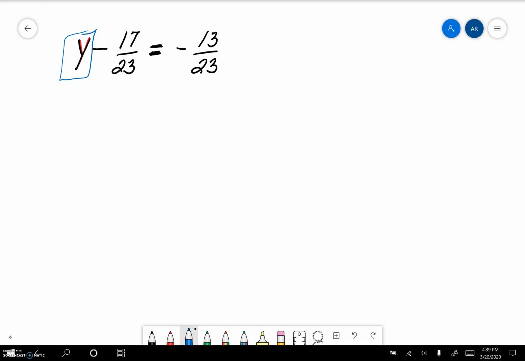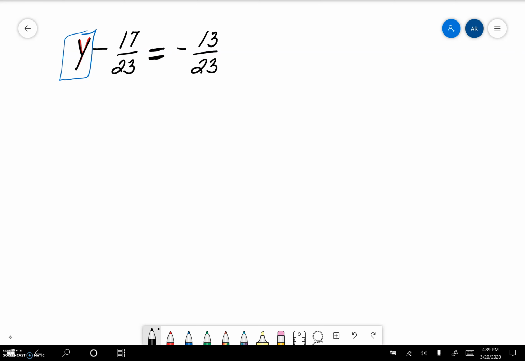Number 18 is y minus 17/23 equals negative 13/23. Now, the goal is to isolate this y, get it by itself. And remember, we have an equal sign here. So let me go ahead and erase that and rewrite our equals.